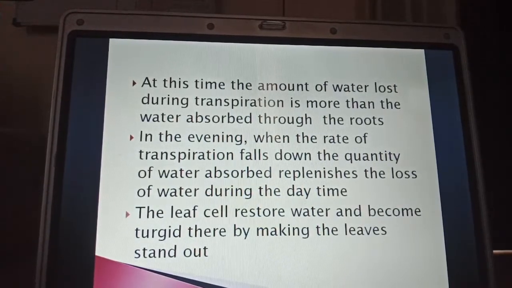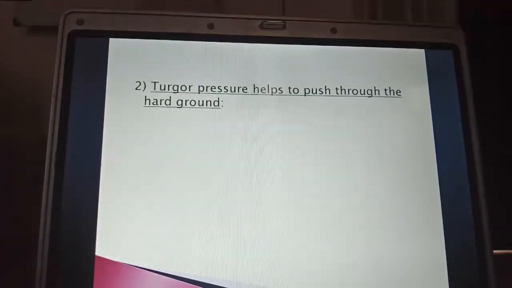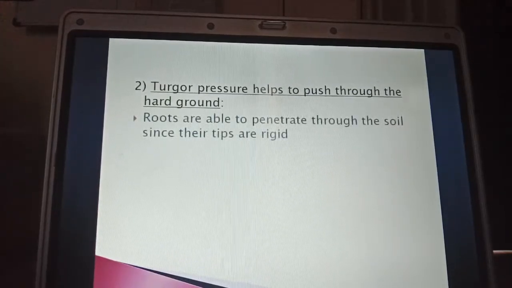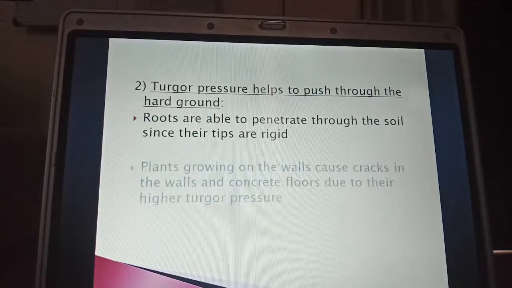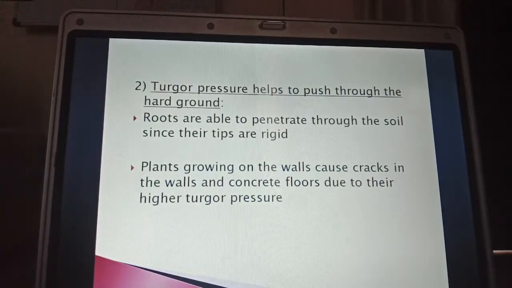The leaf cell restores water and becomes turgid, thereby making the leaves stand out. It becomes expanded again. Turgor pressure helps to push through the hard ground. Roots are able to penetrate through the soil since their tips are rigid. Plants growing on the walls cause cracks in walls and concrete. Even the concrete floors, they can cause cracks due to their higher turgor pressure.